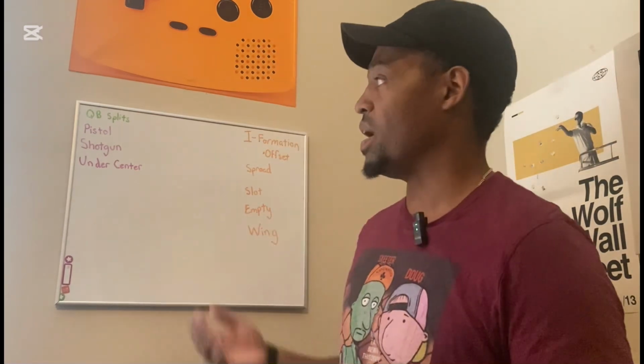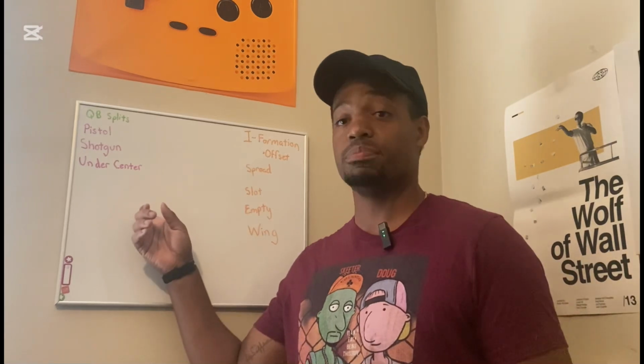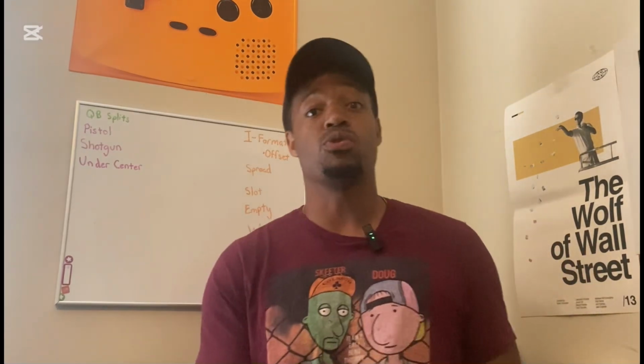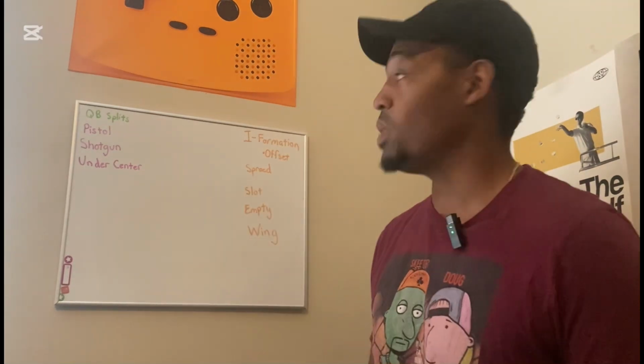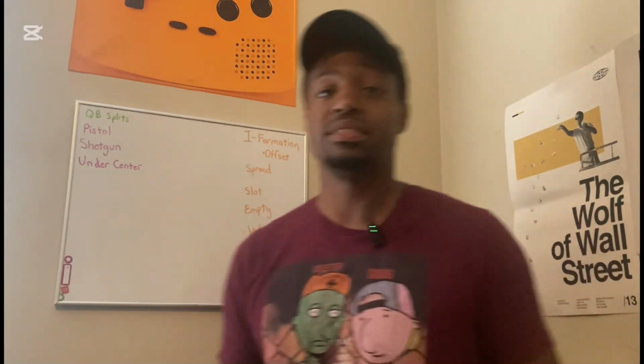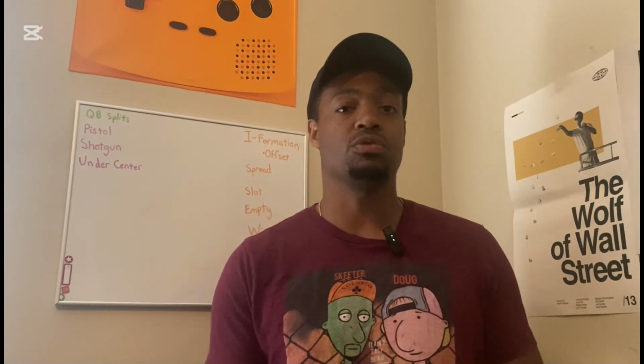As you can see on the board behind me, there's a few things that we're going to talk about today. First of all, quarterback splits, which is how far the quarterback is away from the ball at the start of the play. Followed by that, we're going to go into some formations as well. Just some basic formations that you may see on your everyday football field, as well as some very remedial formations you may see in Pee Wee football as well.